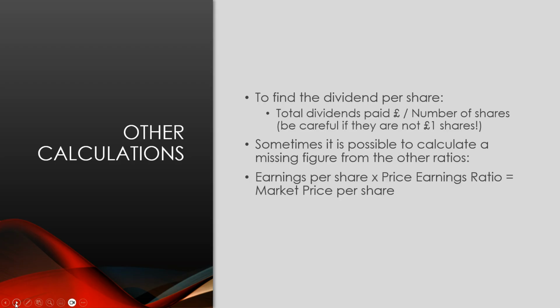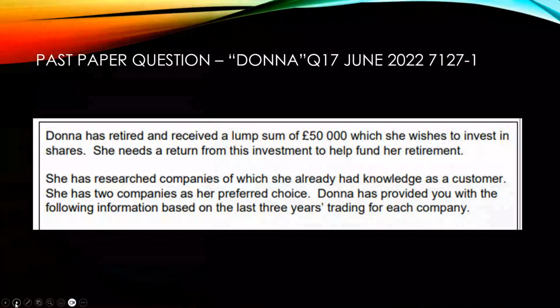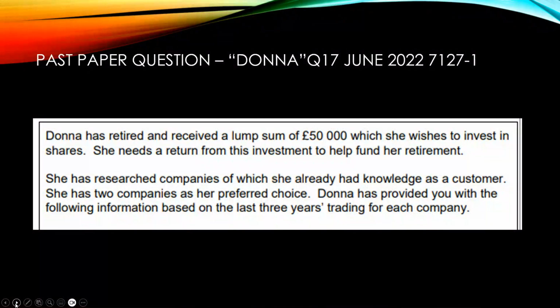Sometimes we can calculate a missing figure from the other ratios, so we can start rearranging the formulae. So earnings per share multiplied by the price earnings ratio will give us the market price per share. And that did actually come up in the 2019 exam. I think that was a question called Hannah. Right, let's have a look then at the question.